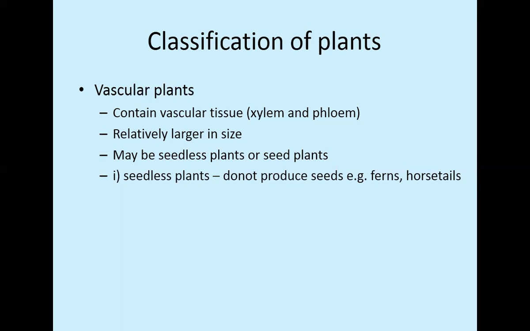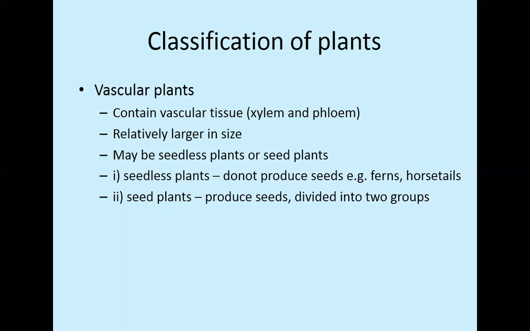For example, fern plants are examples of seedless plants. They produce spores on their leaves, and when these spores are shed and reach a suitable environment, they will grow and give rise to a new fern plant. So the second group of plants is called the seedless plants.